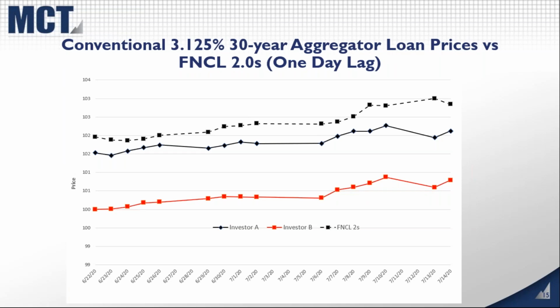Now, the question we get a lot from clients is, how are loan prices doing relative to TBAs? How are my hedges working? And I ran this going back to mid-June for conventionals and govies. So for conventionals, I ran the 3 1/8 versus Fannie 2s, using a 1-day lag, and you could see that the prices themselves are moving pretty much in lockstep with the TBA prices. And I say investor A, investor B, out of respect to the correspondents whose pricing we're using. But they're two major correspondent investors. But you can see that the loan prices are moving very much in concert with the TBA prices.